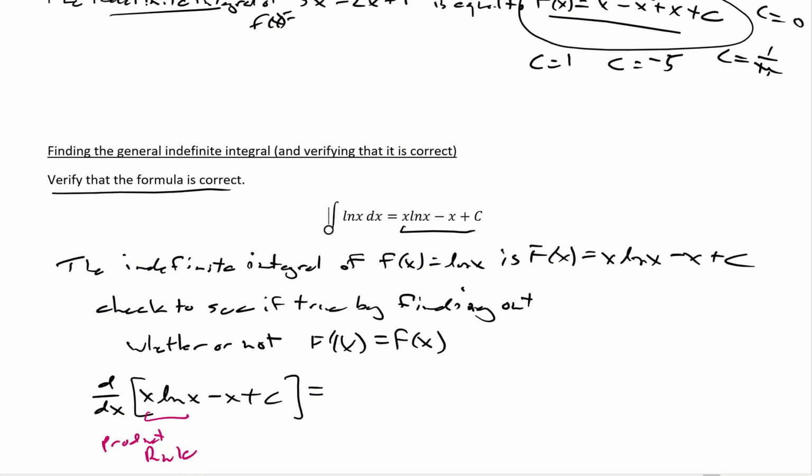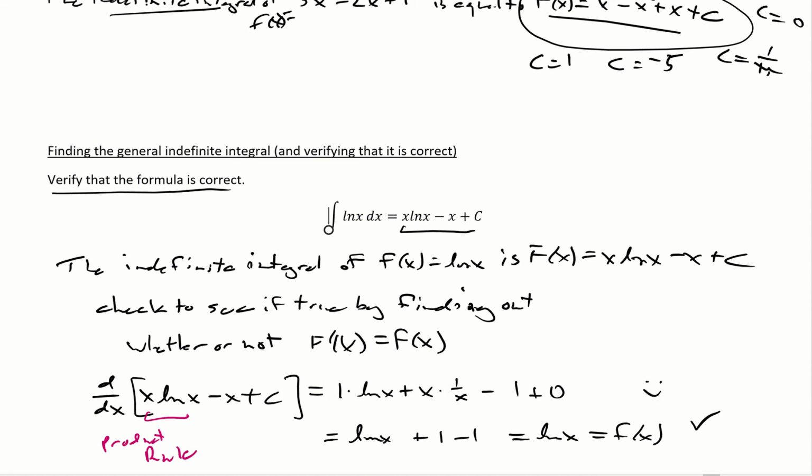Okay, so we're going to say the derivative of x is 1 times the natural log of x, plus x times the derivative of the natural log of x, which is 1 over x, minus the derivative of x, which is 1, plus the derivative of some constant, which is 0. So we're getting natural log of x plus 1, minus 1. See it? We're left with the natural log of x, and yep, that's the little guy, f of x. So check, and you are right, sir. That is a true statement.